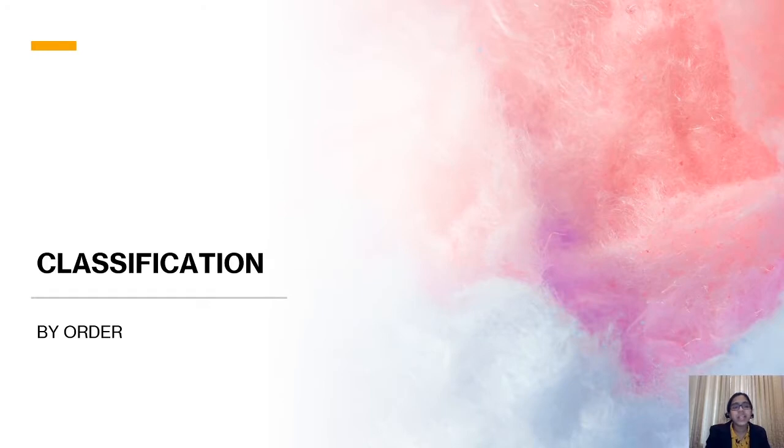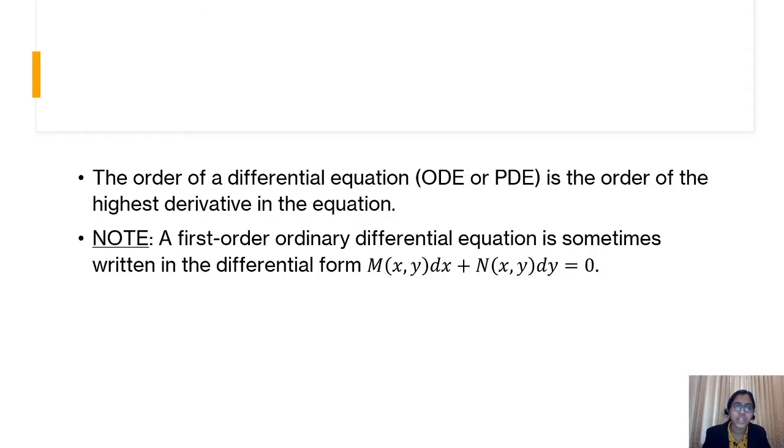Now next is the classification by order. Okay, now you must be familiar with polynomial equations, and we know what the order and degree of a particular polynomial is, right? The same thing is applicable in the case of a differential equation. So here the order of the differential equation is the order of the highest derivative in the equation.